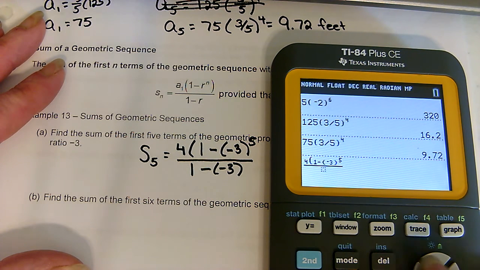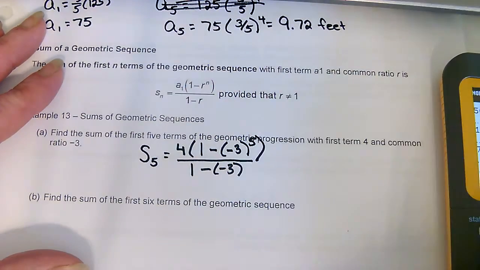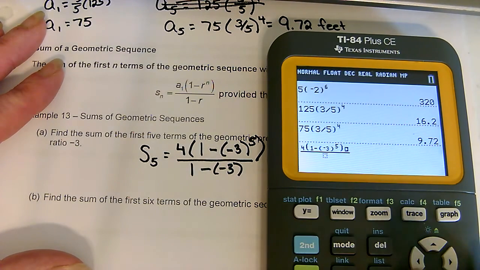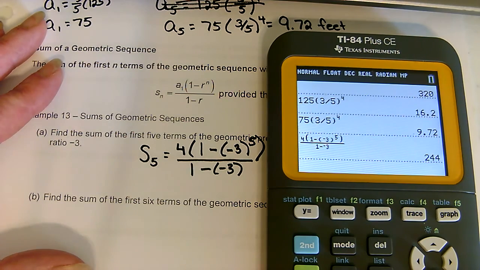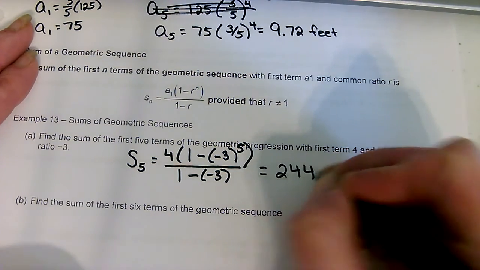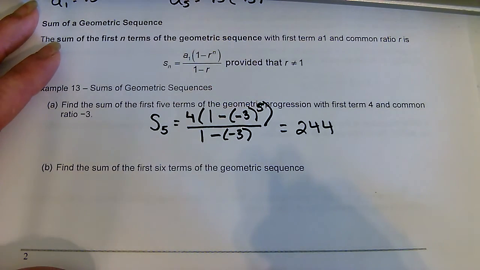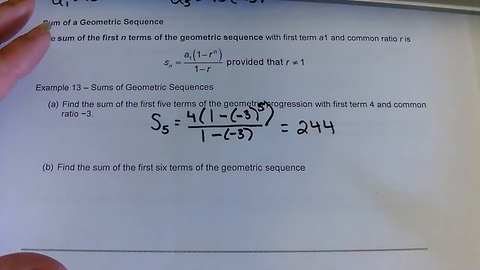I know some of you like to do things on your own, and I just messed up. I forgot to close my parentheses. That's why it's always good to close your parentheses on your paper, because you'll make sure you do it in the calculator. 1 minus negative 3. And it's 244. Could you have also written out the 5 terms and added them up? You could have, but I wouldn't want to do that.